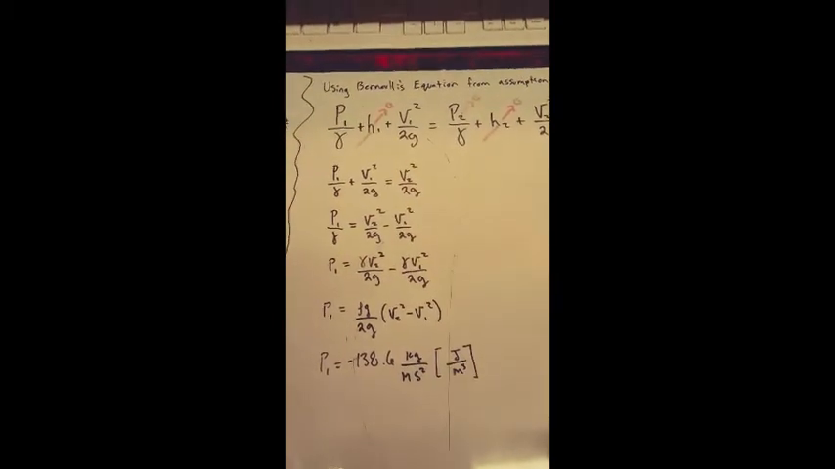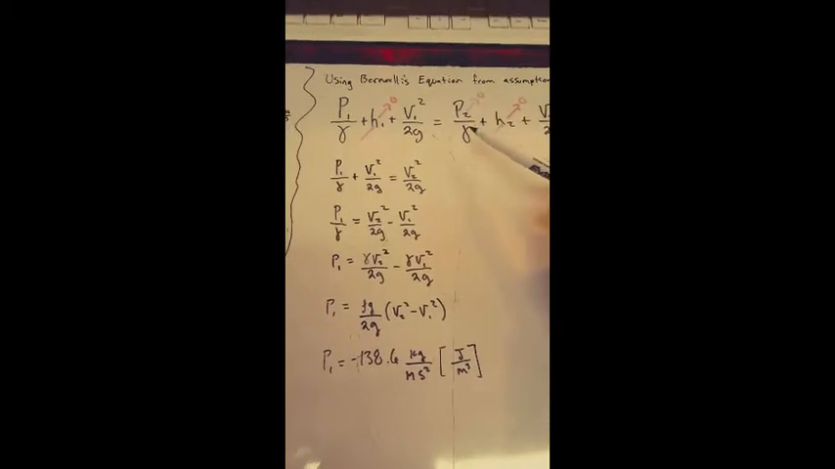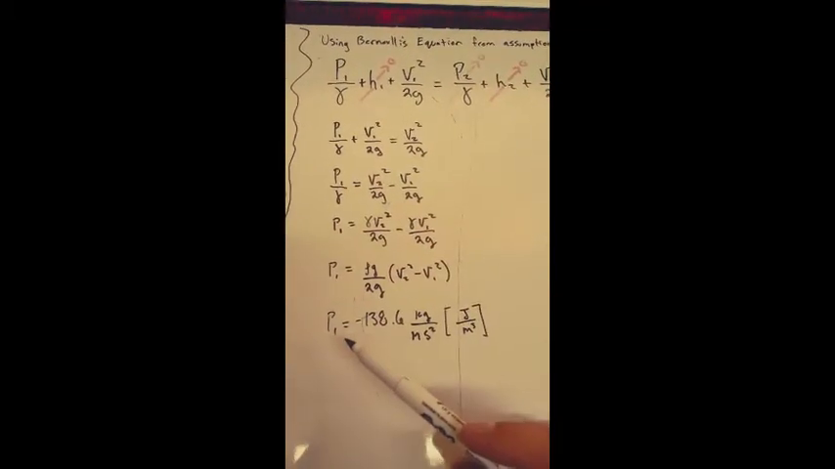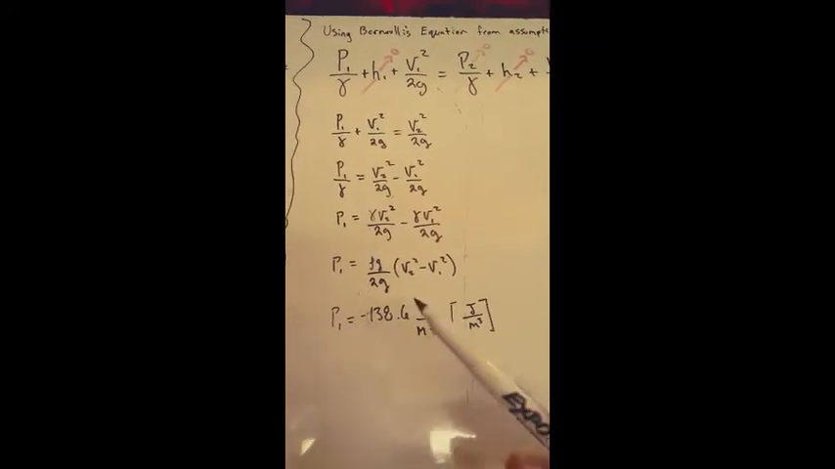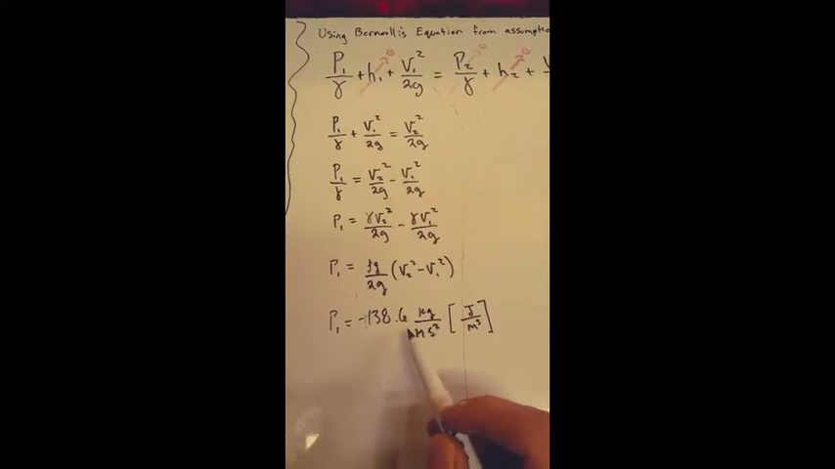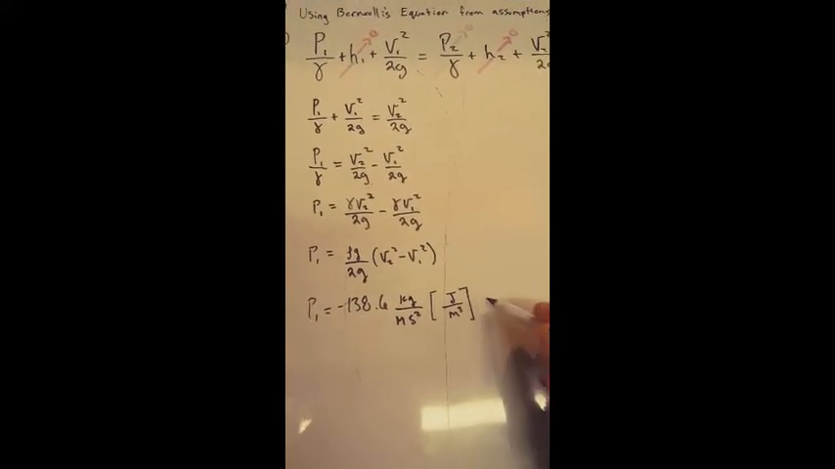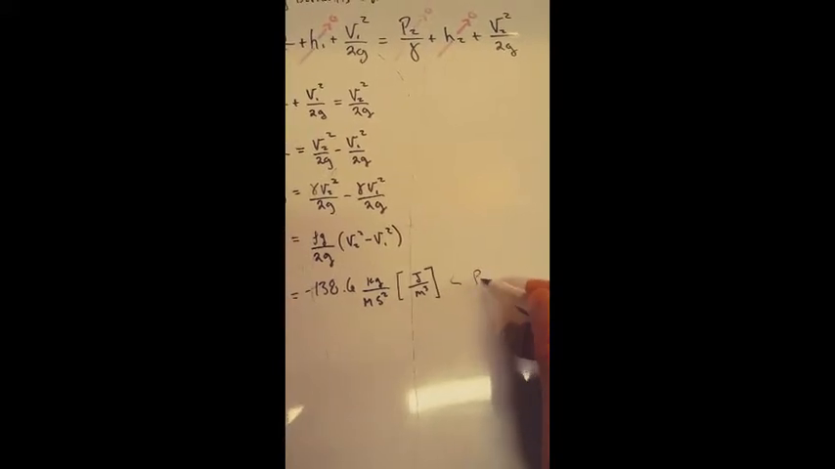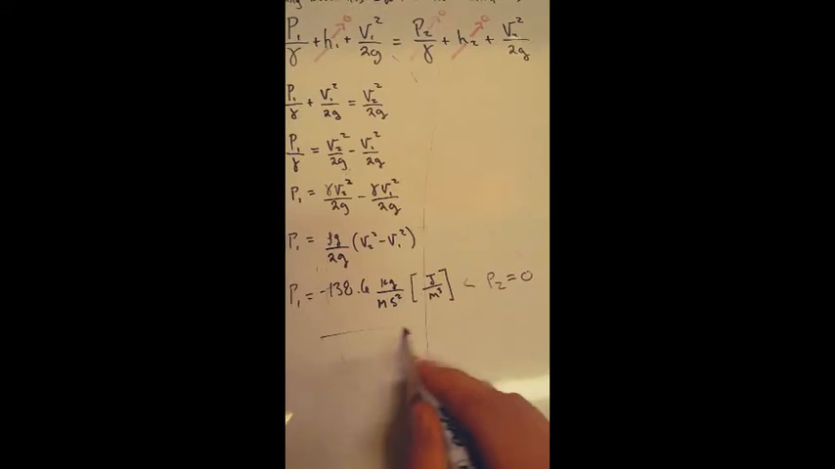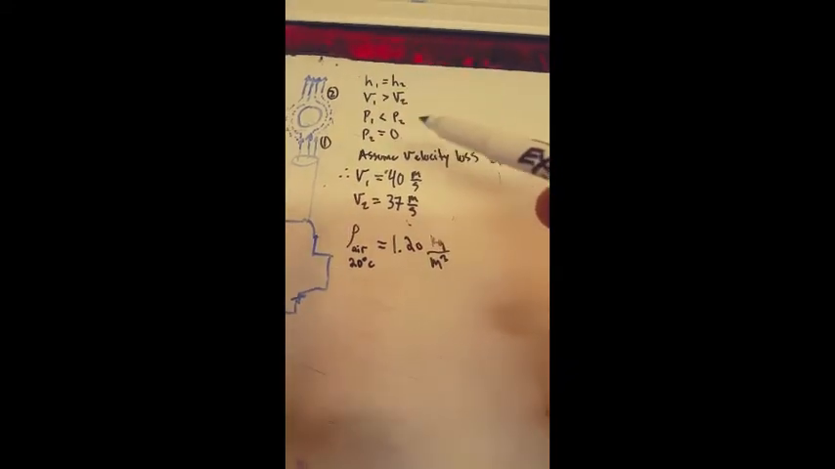Using Bernoulli's equation from these assumptions, we're going to set our h equal to 0, our pressure at 2 equal to 0, and solve for pressure at 1. Solving for pressure at 1, we see that we get negative 138.6 joules per meter cubed, which is less than our pressure at 2, which is equal to 0, which is what we wanted.